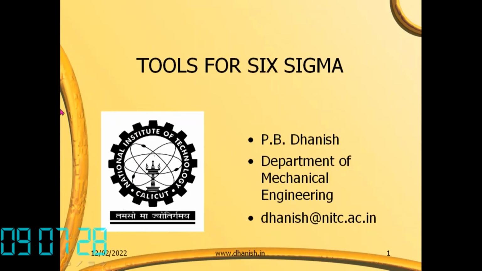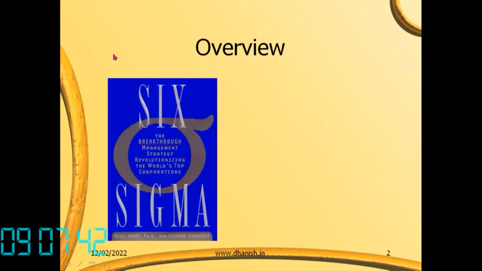Okay, so we have just learned what is Six Sigma. Now we discuss the tools to achieve Six Sigma. So this is the first book on Six Sigma by Michael Harry and Schroeder.